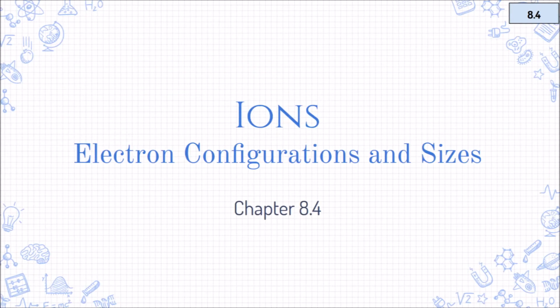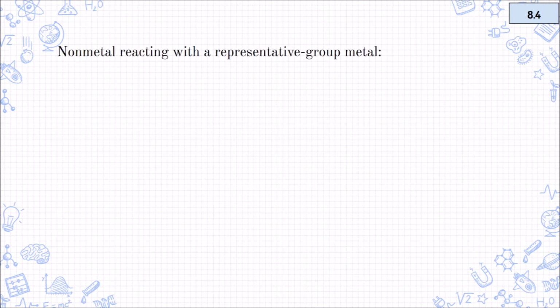Ions, electron configuration and sizes, section 8.4. We've seen ions in previous chapters. They shouldn't be new to you. The importance of ions in this chapter is related to ionic compounds, or nonmetals reacting with a representative group metal. Together, ions form binary ionic compounds.